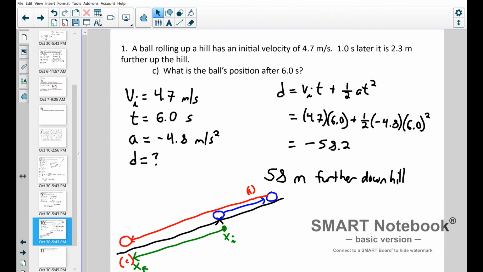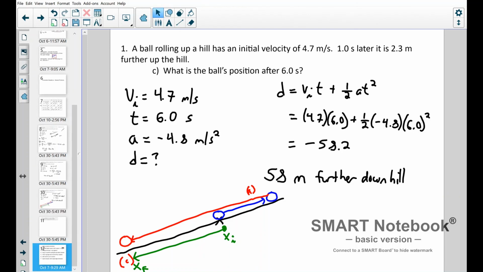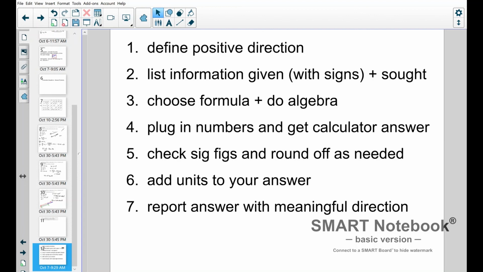To summarize the steps I'm using to solve these problems, I'm reading my situation and defining a positive direction that makes sense given the context. I'm listing the given information using my sign convention I've just decided, as well as the information I'm seeking. I've chosen which formula I need. I've done algebra to solve for the quantity I'm seeking. I've plugged in numbers and I've gotten a decimal answer from my calculator. And then I've done the 3 things to finalize my answer, which is check for Sig Figs, add units, and state it in terms of a meaningful direction.